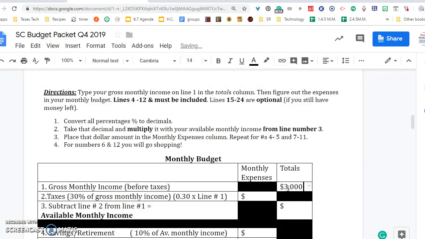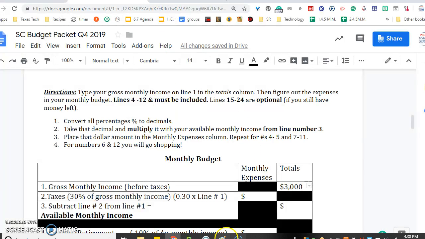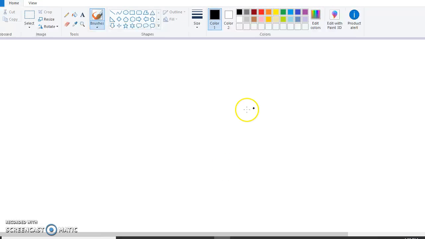$3,000 a month. If I do that before taxes, I need to figure out how much I'm giving to the government to pay for all of our roads, schools, libraries. I will then continue with my directions. In order to figure out, I need to first convert all percentages to decimals. So I'm going to take you over here now to see a little example of this.